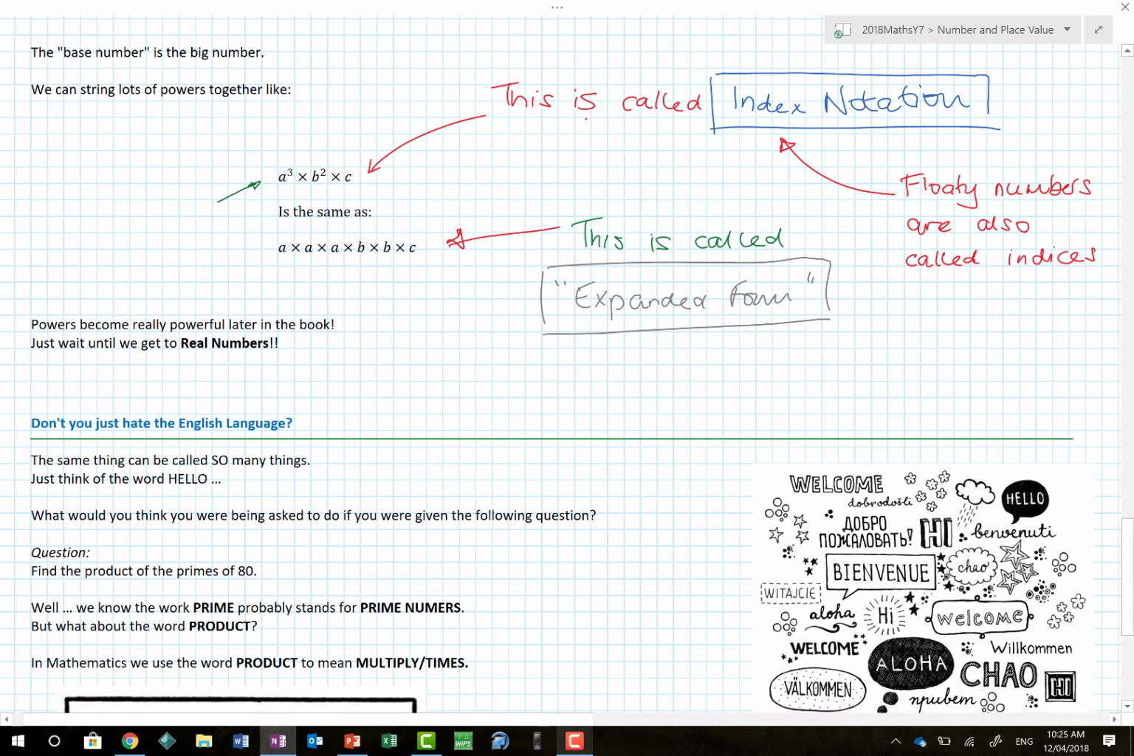And as we just saw with prime decomposition, a cubed times b squared times c is exactly the same. Well, a cubed, remember, is a times a times a. Times b squared, which is b times b, times, don't forget the times, c. That's called expanded form. And questions in maths will ask you to do expanded form. That means just write it out long ways. But if you have it written in this first form here, it is called index notation. So index, indices, floaty number. Unfortunately, no one yet has come up with the idea of calling it floaty number notation, but there's always hope.